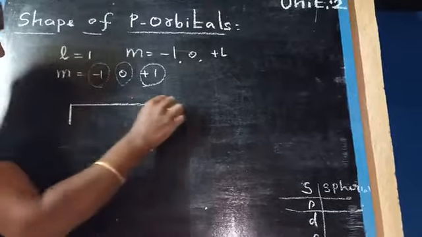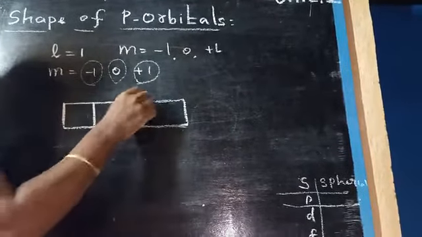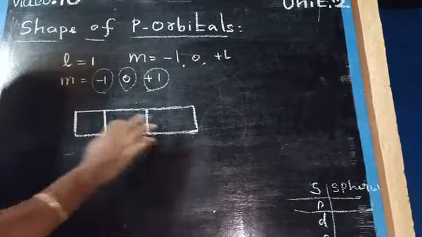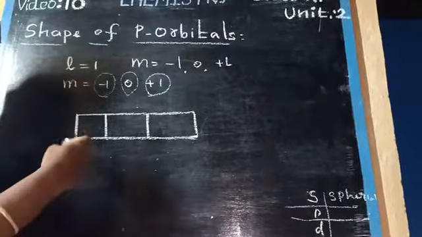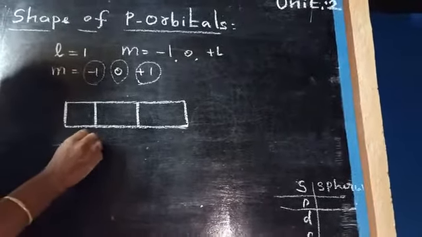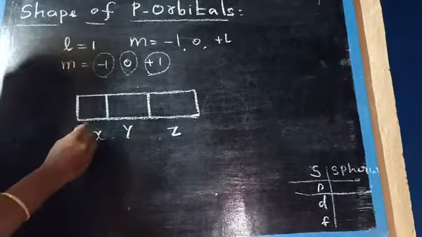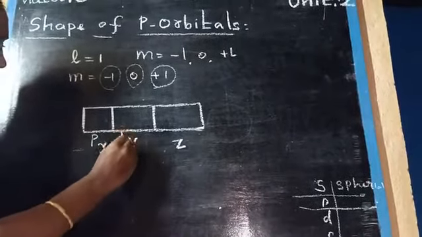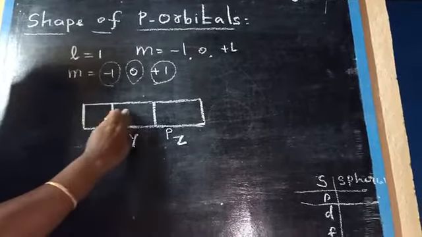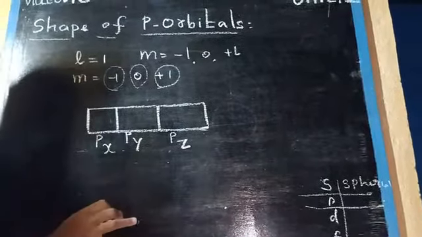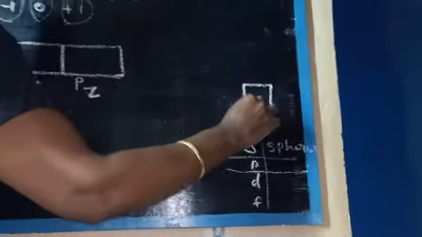That means in the p orbital, this is a diagrammatic representation. There are 3 orientations, and each orientation is coordinated with the x, y, and z axes. 3 axes, one for each p orbital. So px, py, and pz. So there are 3 orientations for the p orbital. In the s orbital, there is only 1 orientation.